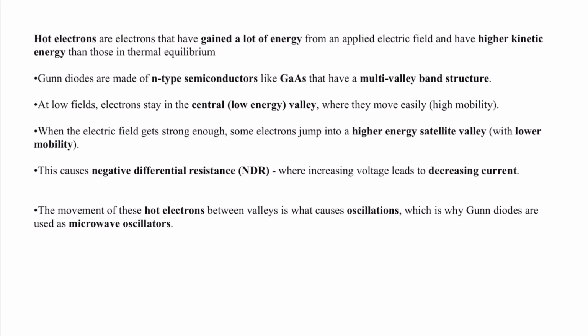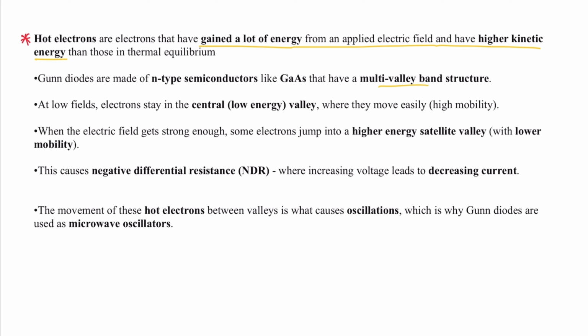Next is hot electrons, or electrons that have gained a lot of energy from a specified electric field and have higher kinetic energy than those in thermal equilibrium. So hot electrons have gained a lot of energy from the applied electric field and have higher kinetic energies than electrons at thermal equilibrium. The Gunn diode is made up of n-type semiconductors like gallium arsenide, with a multi-valley band structure.